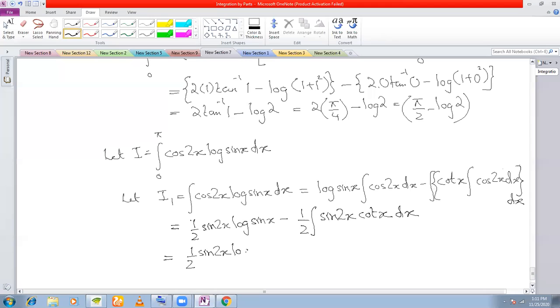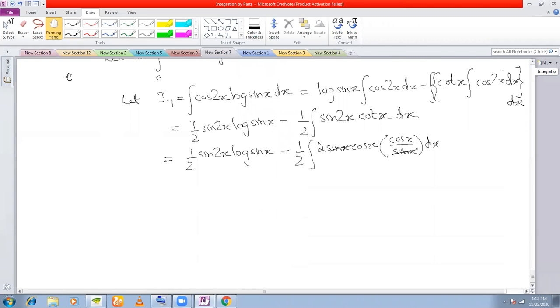So this now becomes half sine 2x. Just let me know if you can't understand any step, because I have skipped one or two steps here. Minus half integral, sine 2x is 2 sine x cos x by multiple angle formula, and you change cot x to cos x by sine x dx. So now this sine x and this sine x, they cancel. So what are you left with? In fact this 2 and this 2 also cancel. So you get left with half sine 2x log sine x minus integral cos square x dx.